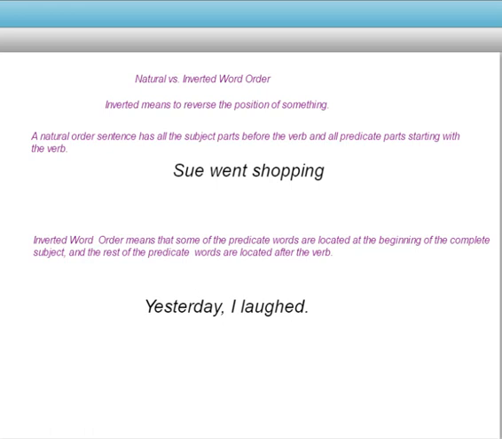Okay, today we're going to talk about natural versus inverted word order. Inverted means to switch. Inverted means to reverse the position of something. A natural order sentence has all the subject parts before the verb and all the predicate parts starting with the verb. For example, if we look at Sue went shopping, our natural ordered sentence has the subject before the verb and the verb part of the sentence all after the verb.